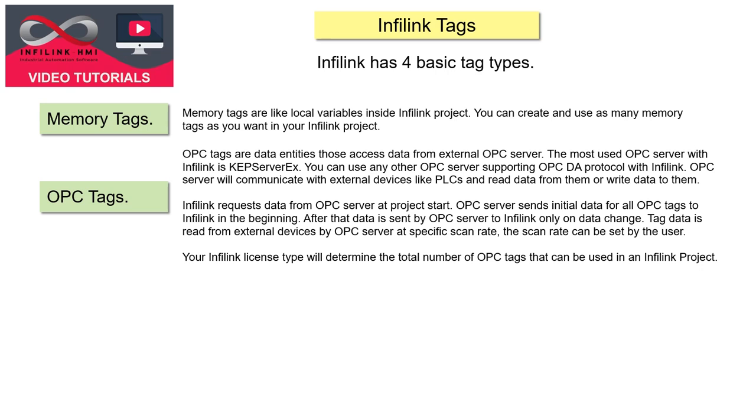Infilink requests data from OPC server at project start. OPC server sends initial data for all OPC tags to Infilink in the beginning. After that, data is sent by OPC server to Infilink only on data change. Tag data is read from external devices by OPC server at specific scan rate. The scan rate can be set by the user. Your Infilink license type will determine the total number of OPC tags that can be used in an Infilink project.